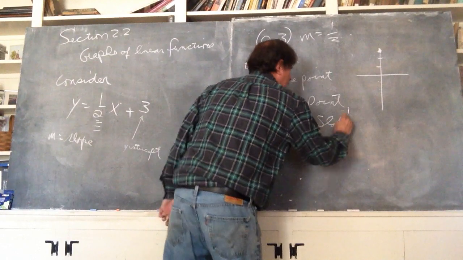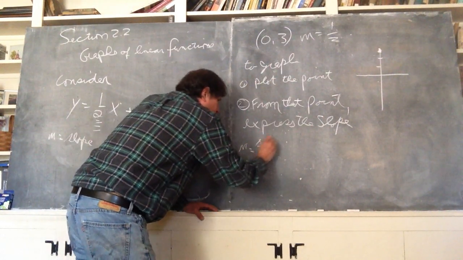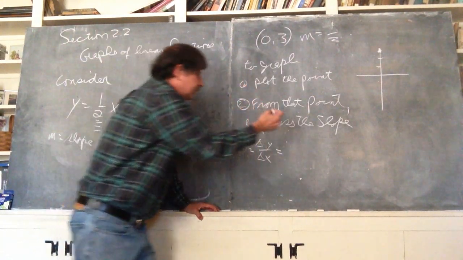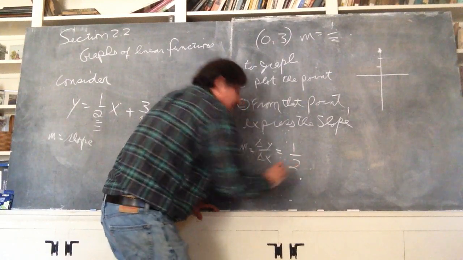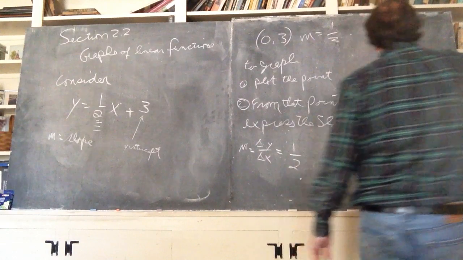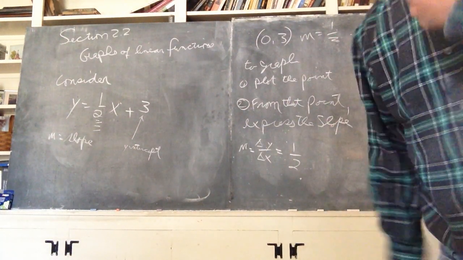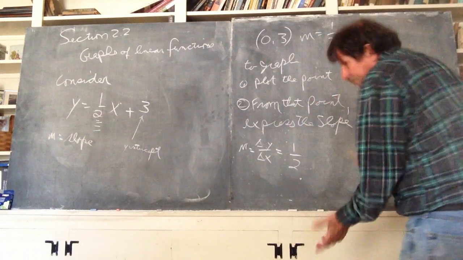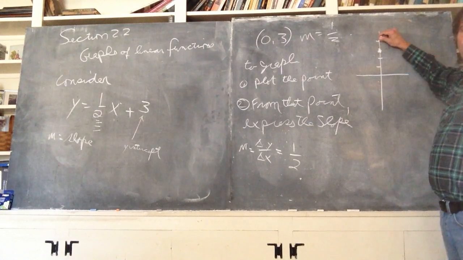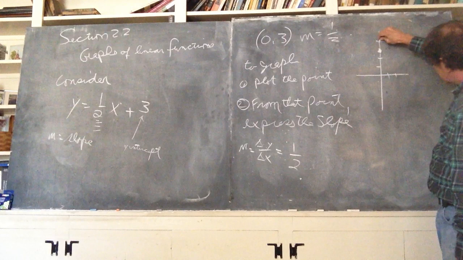And just keep in mind, the slope is a ratio. It's a change in y over change in x. And in this case, it's 1/2. In this case, the change in y is 1, and the change in x is 2. So what I want to do is use the slope to plot another point. Meaning, the change in y is 1, I'm going up 1. The change in x is 2, from here, I'm going over 2.